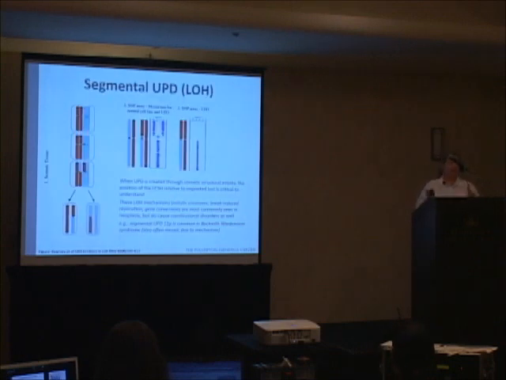That isn't true if you're talking about segmental UPD, which is more rare, but is certainly something that we see in Beckwith-Wiedemann. If it happens somatically, those chromosomes didn't go through the germline, and the only regions that are uniparentally derived are the regions that are homozygous.